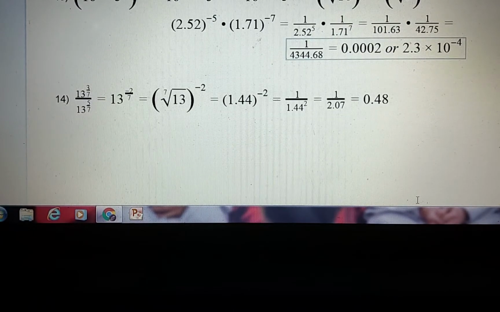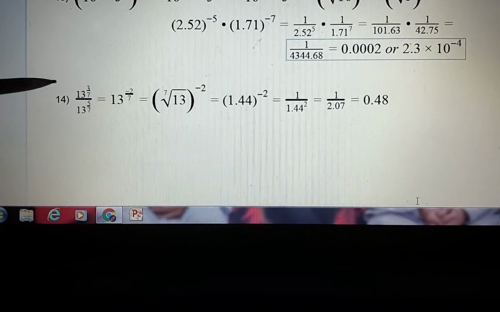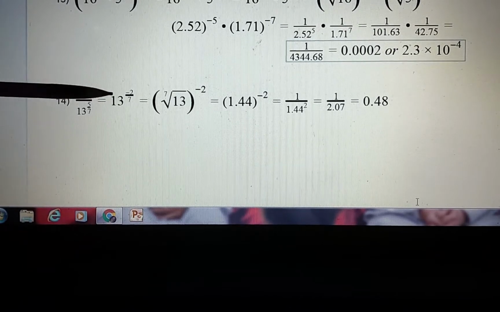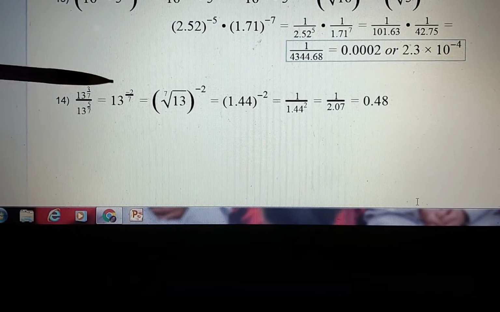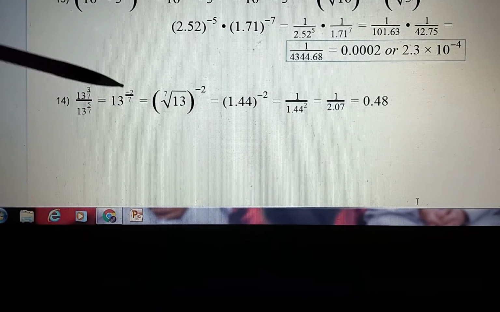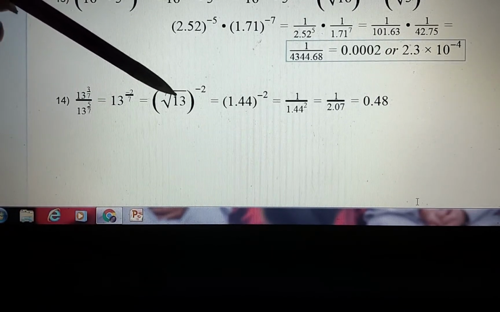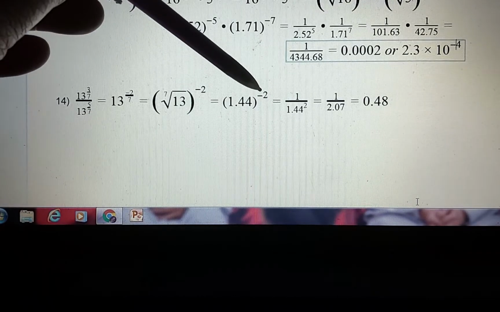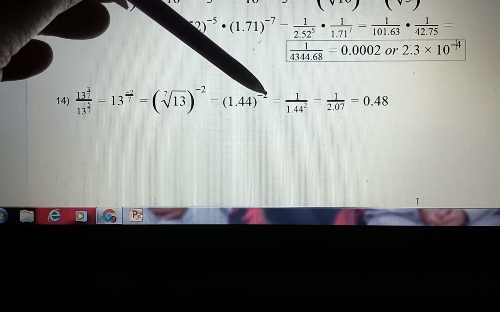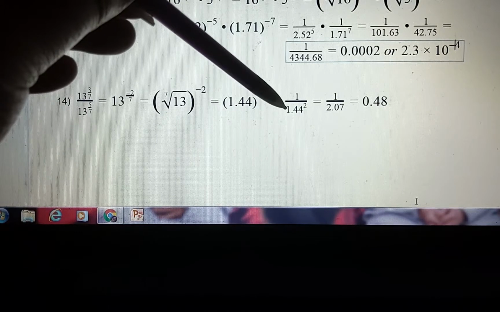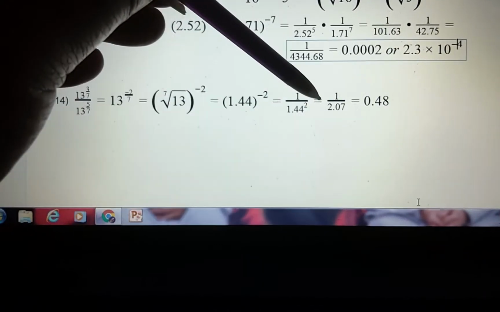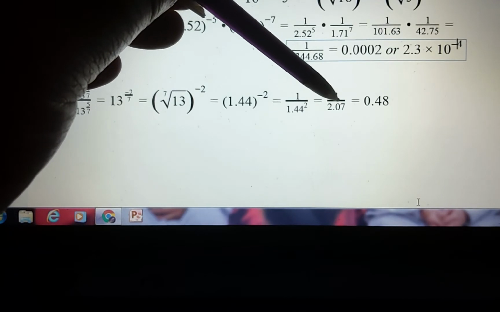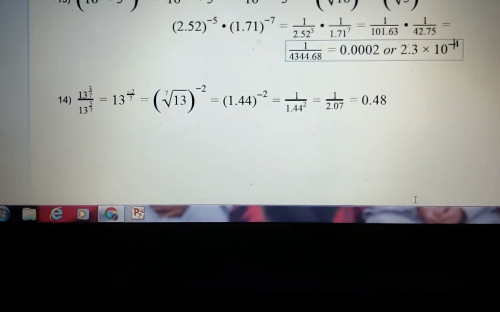Okay, number 14, our last one. And this one is easy. It's got the same bases being divided. So you keep the base, subtract the exponents. So we get 13 to the negative 2/7. Turn it into a radical. 7th root of 13 is 1.44. Bring over the negative 2. Need to make the negative 2 positive by flipping the base. 1.44 squared is 2.07. We have to divide 1 divided by 2.07 and get 0.48.